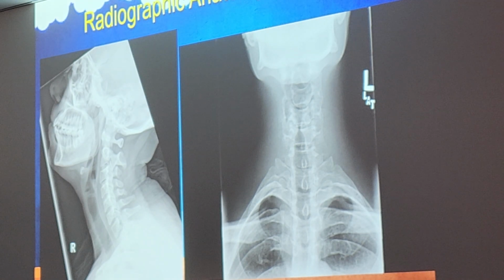On the right picture, on that AP, we can't really see those divisions. This looks like one singular tube. Therefore, that whole structure we see in the middle of the spine will just be our air-filled trachea.